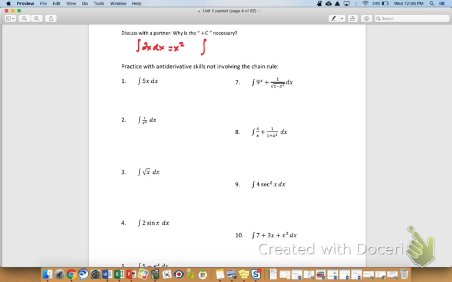But if your partner said, I think I disagree. I think it should be x squared plus 9. It's kind of hard to debate with them, isn't it? Because if you just did the derivative of the result, wouldn't you get the exact same thing regardless of which one you picked?